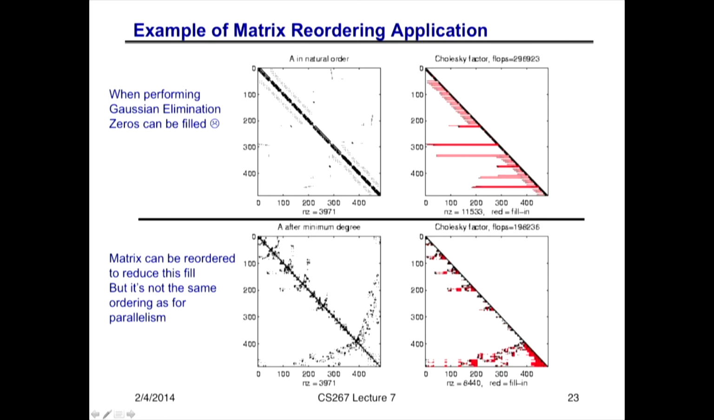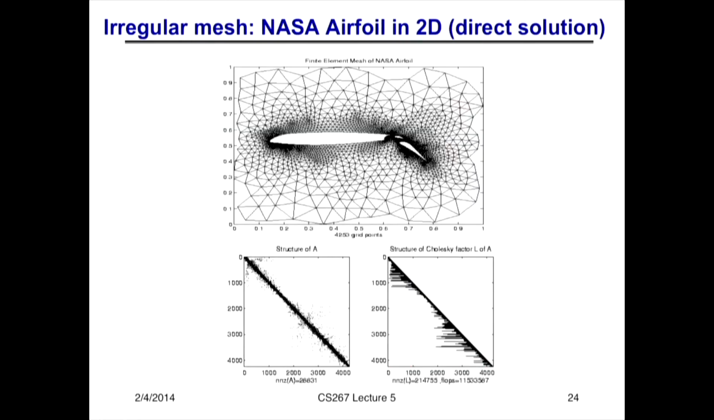So what happens now when I do Gaussian elimination? It still fills in, but I only get the red stuff. So I get a fraction of the number of non-zeros, and I also get a fraction of the number of floating point operations. So how did I decide that was the right order? Well, that's going to be a later lecture. So that's one method. Let me just show you a few more pictures here.